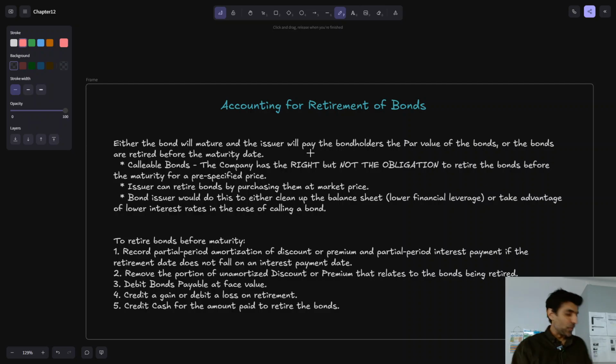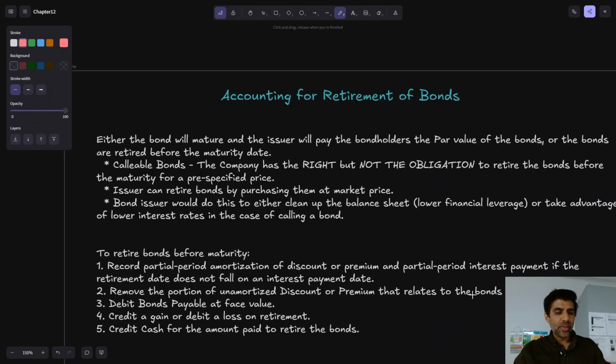So accounting for the retirement of bonds. Okay. So all this stuff, I guess we kind of did it talking about the maturity, but let's just make sure we're clear on how to do this, with just some extra detail on bonds.